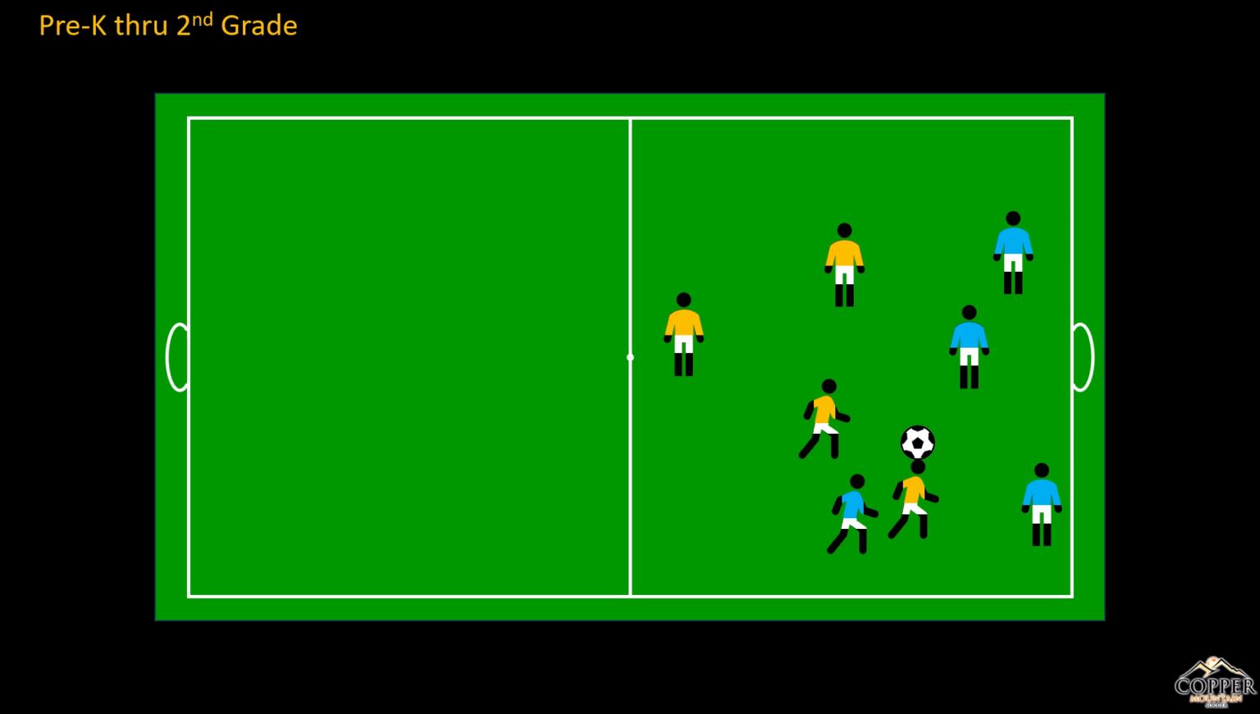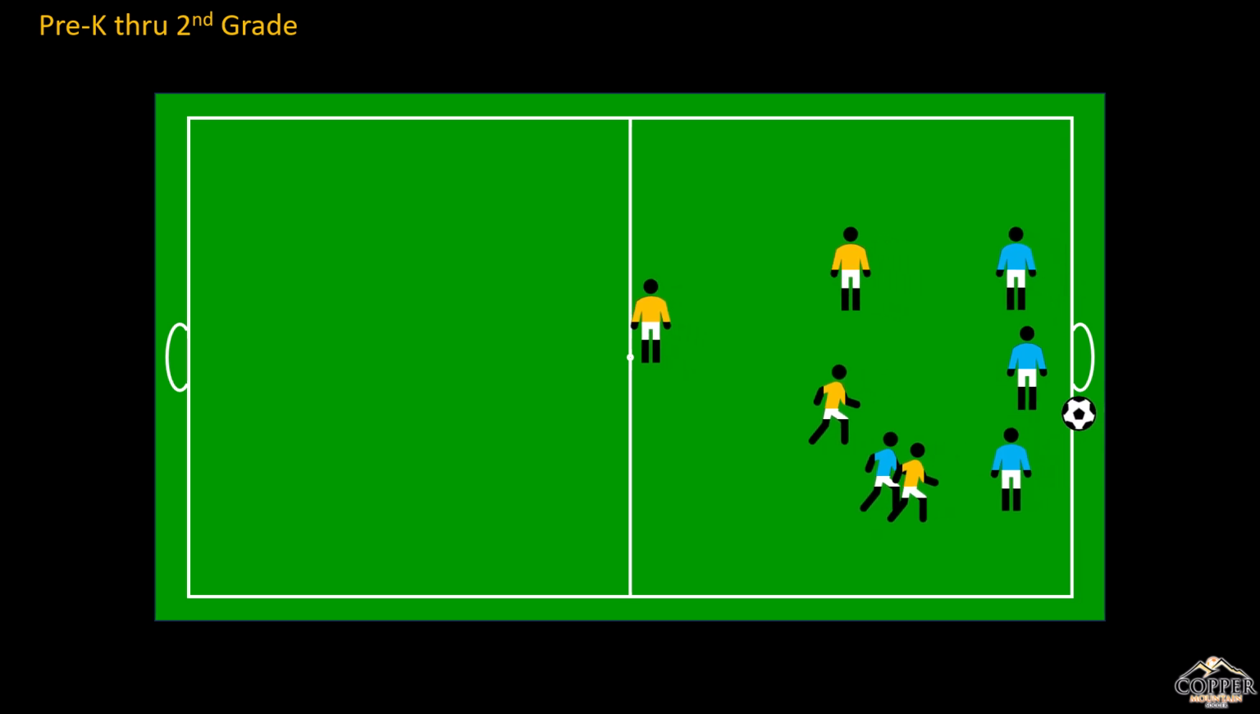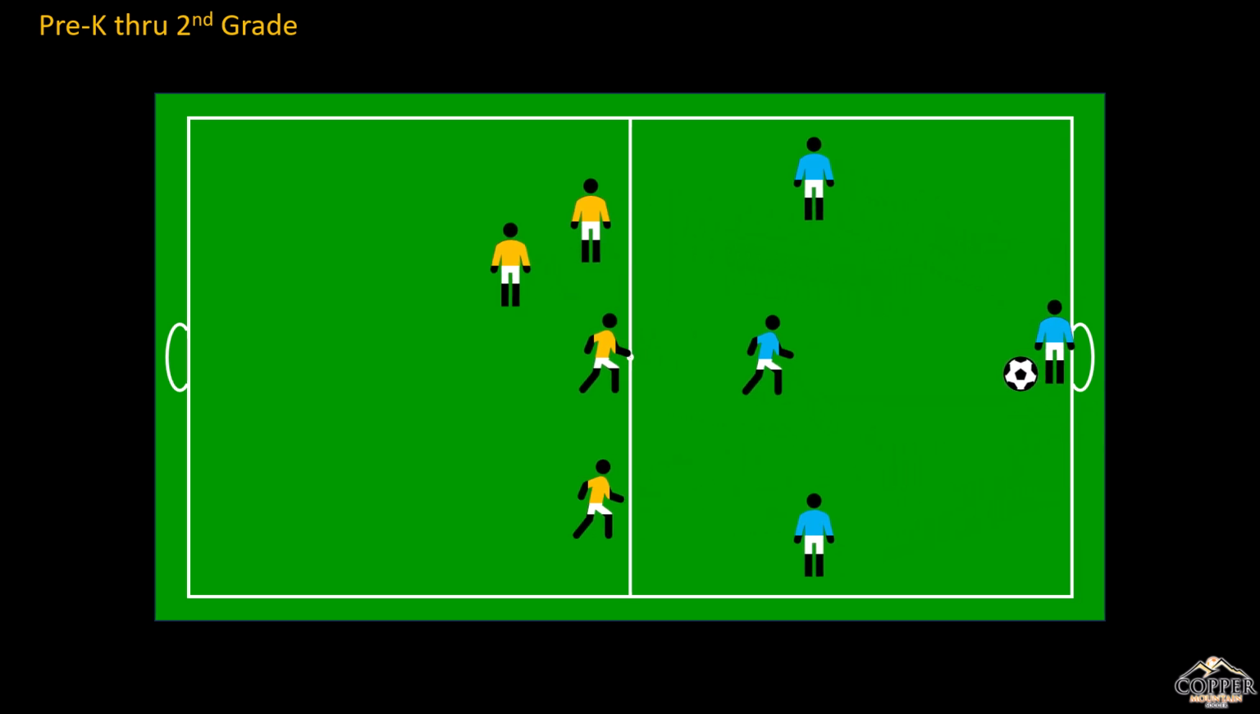For pre-K through 2nd grade, the build-out line comes into play only during goal kicks. When the ball is last touched by the attacking team and goes over the end line, the team not taking the kick must move behind the build-out line. After the ball is kicked, the opposing team is allowed to cross the build-out line and try to get it.